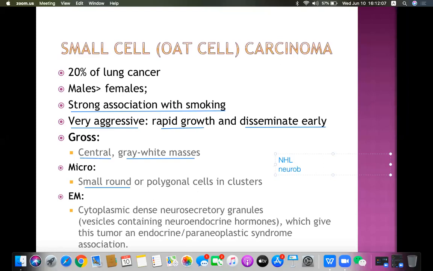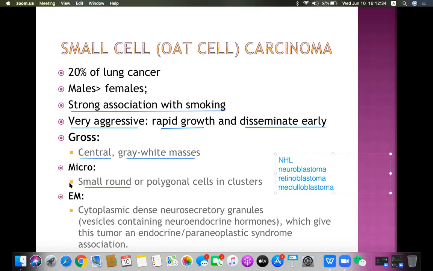Neuroblastoma is another common tumor in children. This is another one: retinoblastoma, the malignant tumor which arises from the retina. And medulloblastoma, it's a type of brain tumor. So all of these are called small round cell tumors.